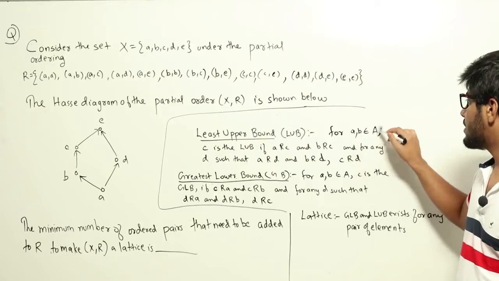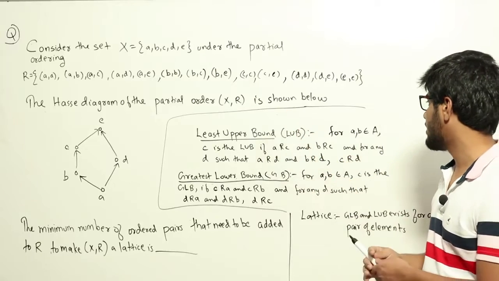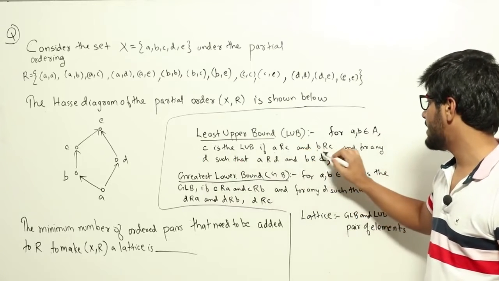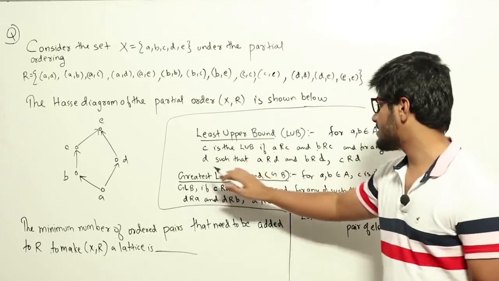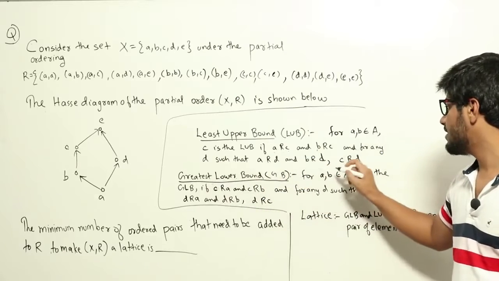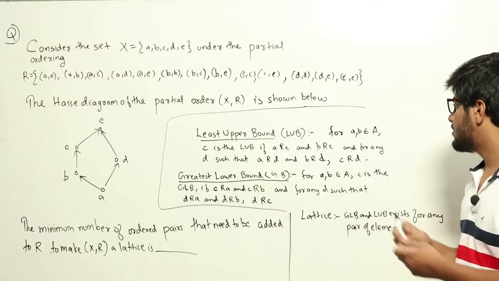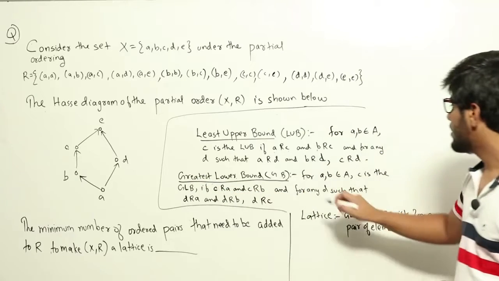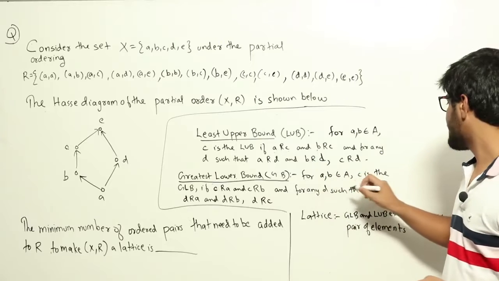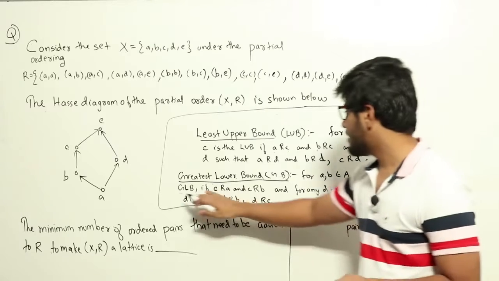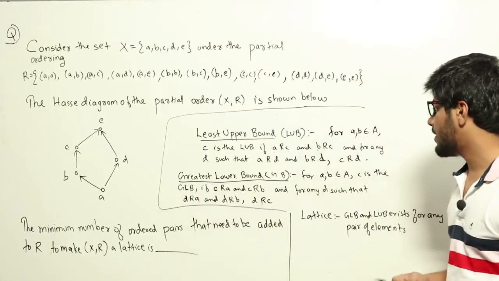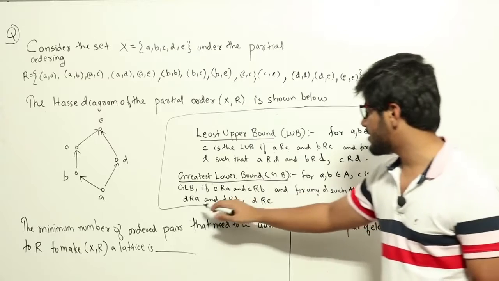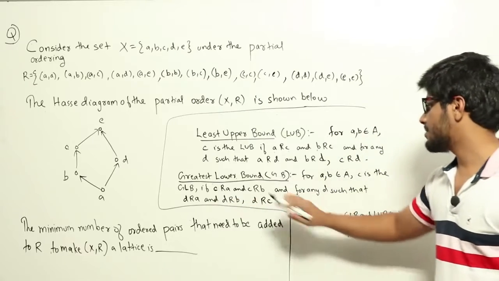For any A, B belonging to A out of any partial ordering given, C is the least upper bound if A is related to C and B is related to C, and for any D such that A is related to D and B is related to D, C must be related to D. If this condition is true, it is called a least upper bound, and greatest lower bound is for any a comma b belonging to set A. C is the greatest lower bound if C is related to A and C is related to B in that partial order, and for any D such that D is related to A and D is related to B, D must be related to C.